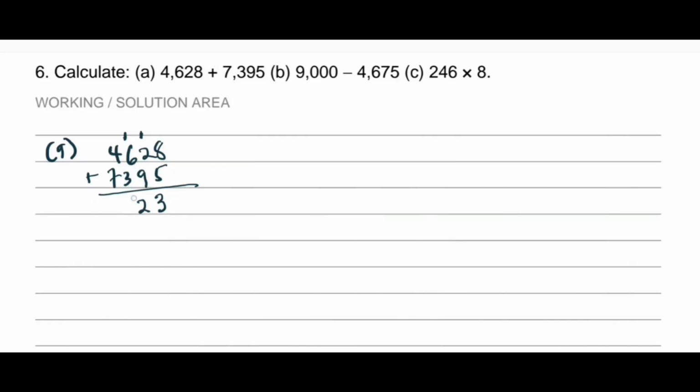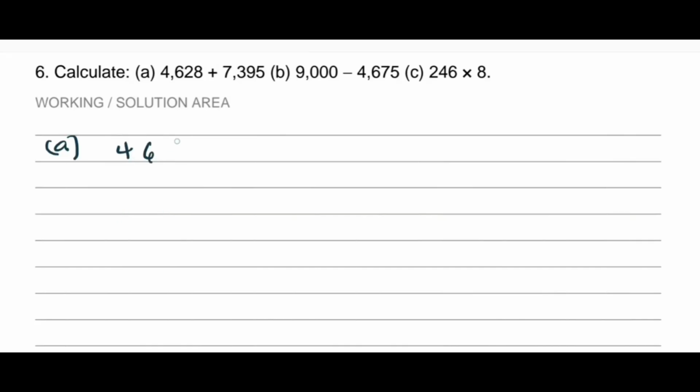10. So you bring the 0 here and you carry 1 here. 1 plus 4 is what? 5. 5 plus 7 is what? 12. So you bring the 12 here.